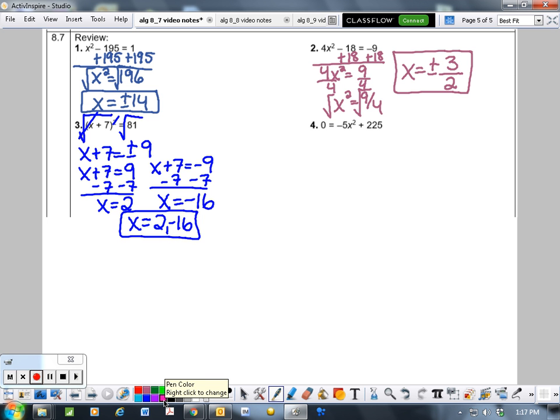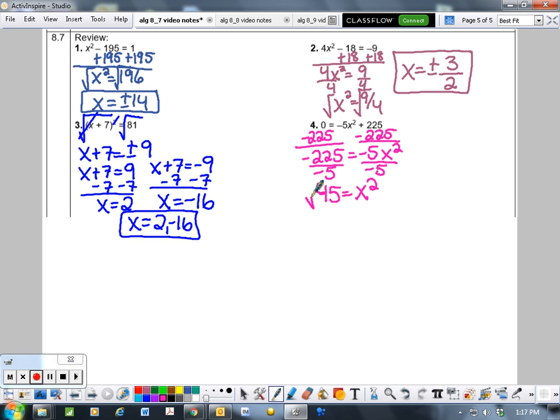Okay, last one. Let's move the 225. So negative 225 equals negative 5x squared. I divide by negative 5 on both sides. Good, that's not going to be negative. So let's see, 225 divided by 5 gives me 45. So I'm going to have 45 equals x squared. I square root both sides. So now I'm going to square root my 45. And I get x equals positive or negative 6.7082.